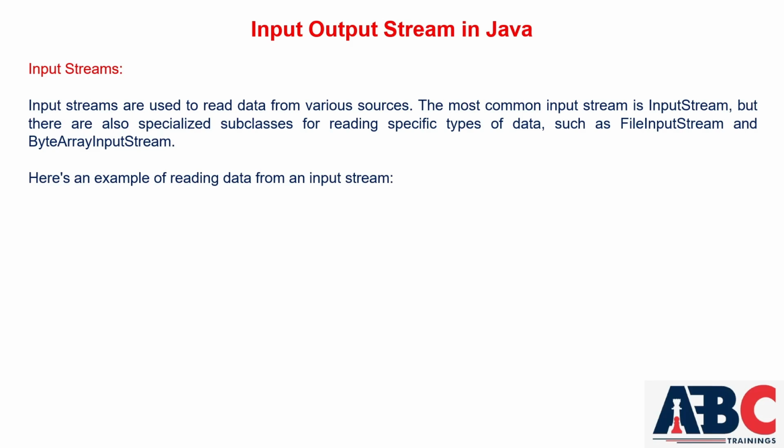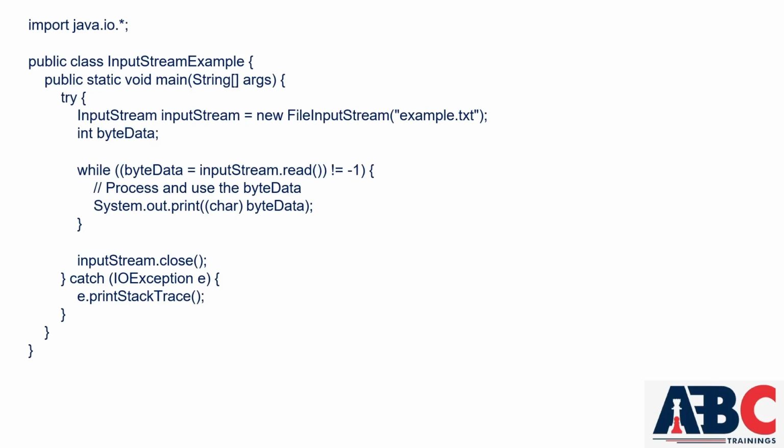First, the input stream. Input stream is used to read data from a variety of sources. The most common is the InputStream, but there are also specialized classes for reading specific types of data, such as the FileInputStream or the ByteArrayInputStream. There are many examples of an input stream. We take a file and then read, write, and create an offset.